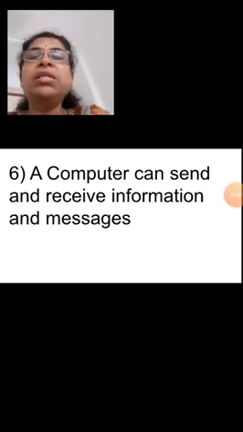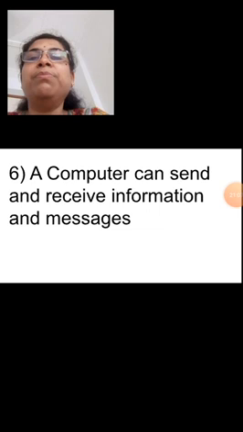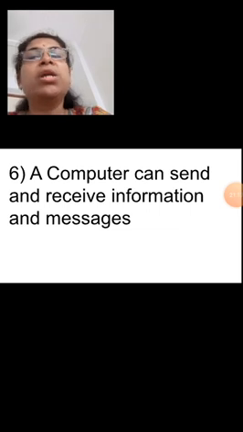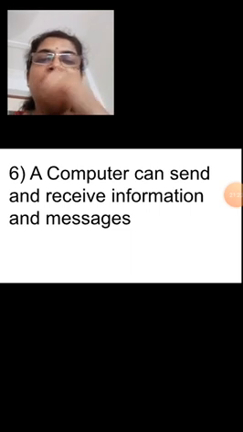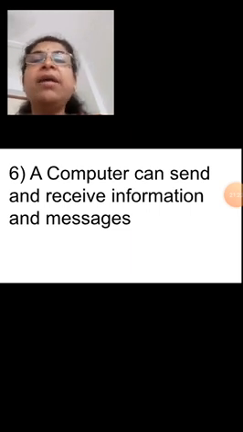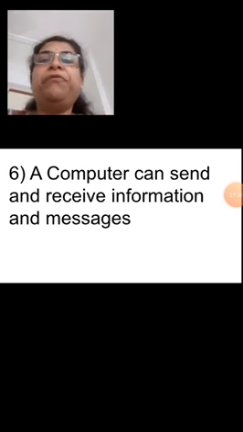Now the next feature is that a computer cannot take its own decision. It works only on the user's instructions. It is not deciding on its own whether to change the program, whether to change the path, whether to change the language, nothing. It works on the user's instructions only. And the last one is that a computer can send and receive information and messages. Yes, everybody has followed why a computer is different from other machines. Even though it is an electronic machine, this is totally different.